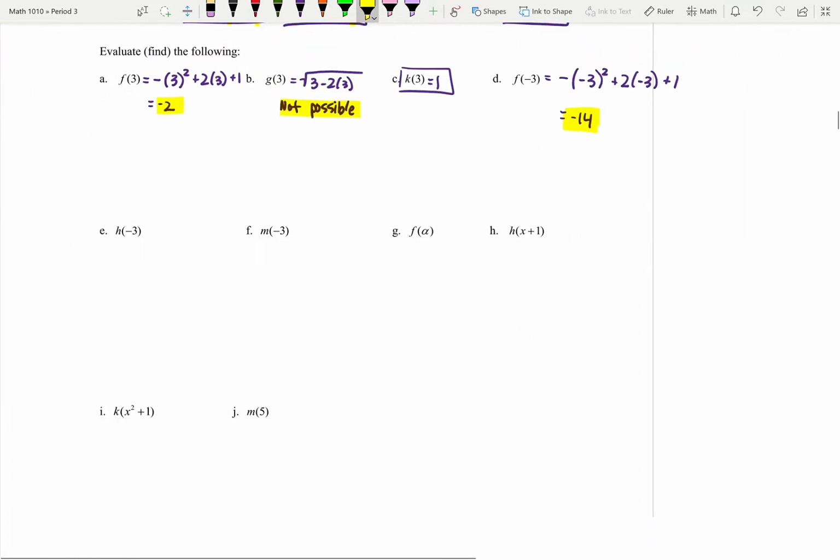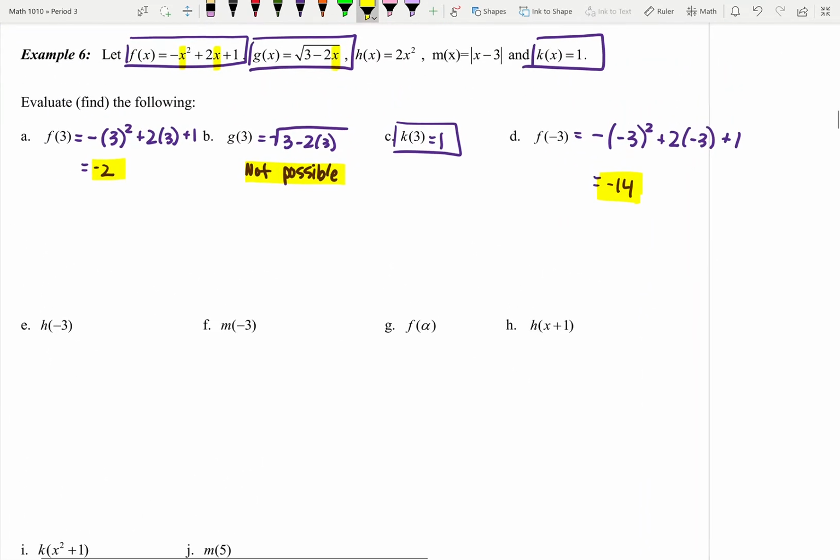Okay, next one. Find h of negative 3. Okay, so here's your h right here. So you're going to go 2 parenthesis, negative 3, close it, and square. Grab your calculator. 2 parenthesis, the white negative button, 3, close it, x squared, hit enter, put equals 18, and you're done.